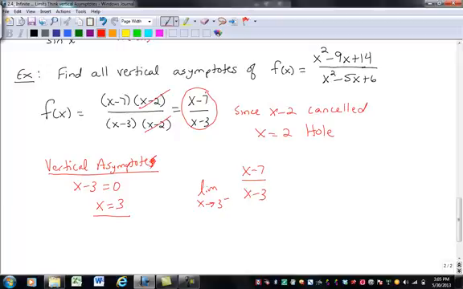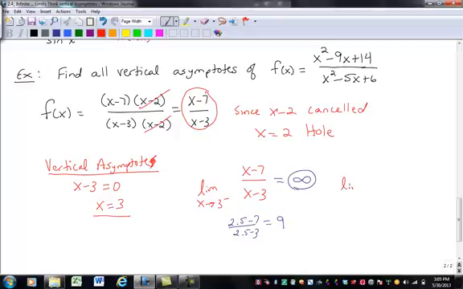Vertical asymptote at 3. So I know it's going to be plus or minus infinity. Since I'm to the left, I'm going to plug in a number that's a little bit smaller than 3. How about 2.5? So 2.5 minus 7 divided by 2.5 minus 3 gives me 9. That's a positive number, so I know at this vertical asymptote it has to approach positive infinity.